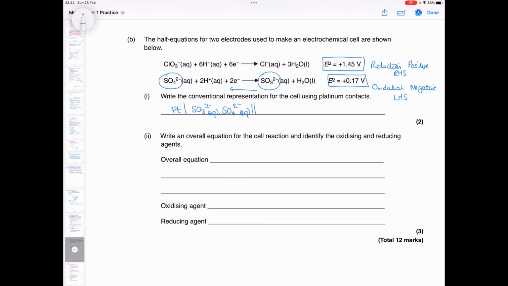And then our reduction, which is on the right hand side, is going to go from left to right, so we need our ClO3- aqueous going to our Cl- aqueous, and again we're going to need a platinum contact as it tells us in the question. So that's our conventional cell representation.